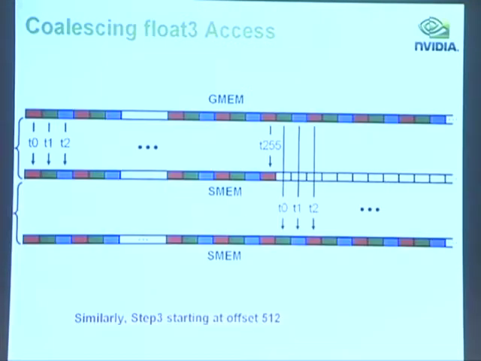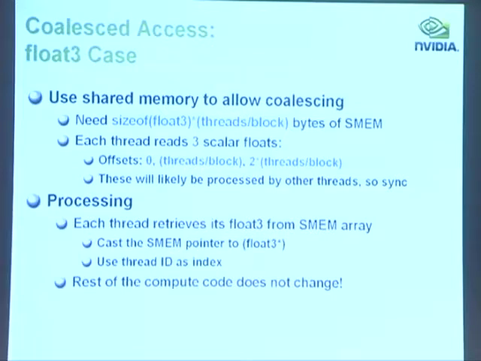So actually, the way this is implemented, we have the code coming up, but the basic idea is that you cast it to an array of floats and do the read into shared memory, and then access the shared memory as an array of float threes. We need an array in shared memory that's the number of threads per block times the size of a float three. Each thread is going to read three scalar floats, but instead of reading three contiguous floats for each thread, you're reading them one block away each time. So each thread retrieves its float three into shared memory, casts the float star to a float three star, and then uses the thread ID as the index to access that, and the rest of the code doesn't change.